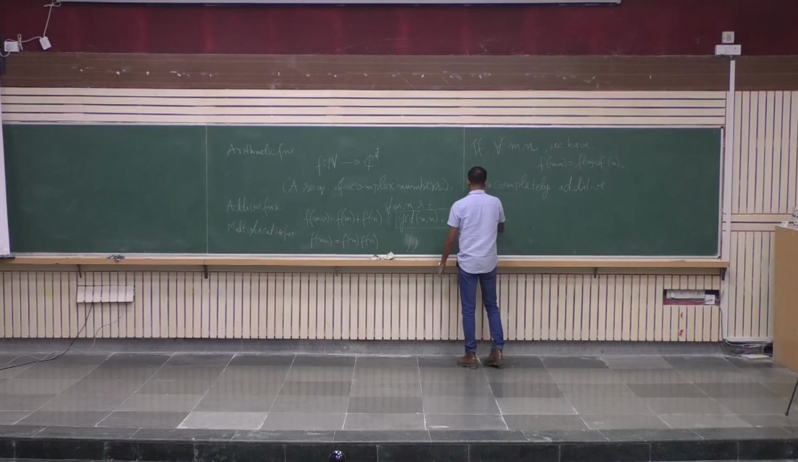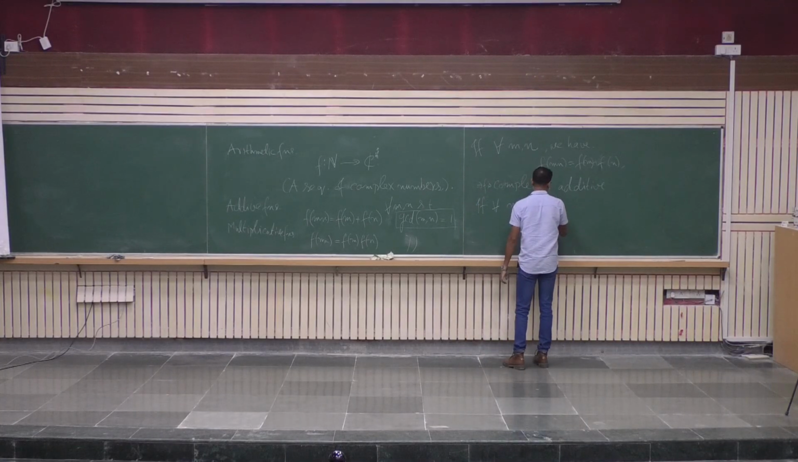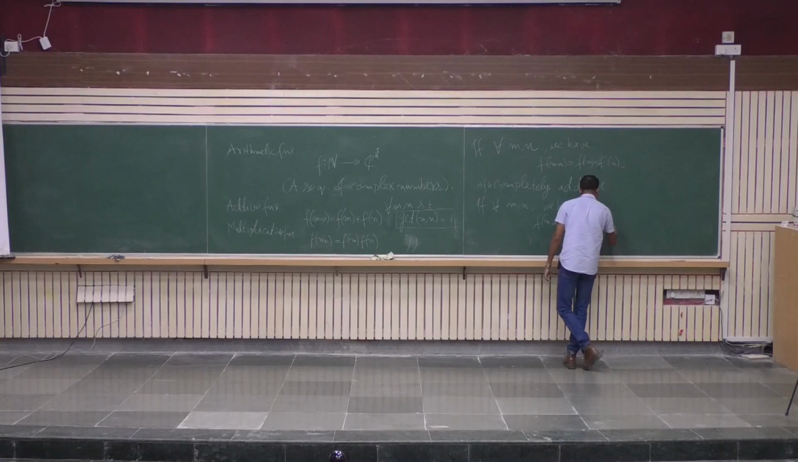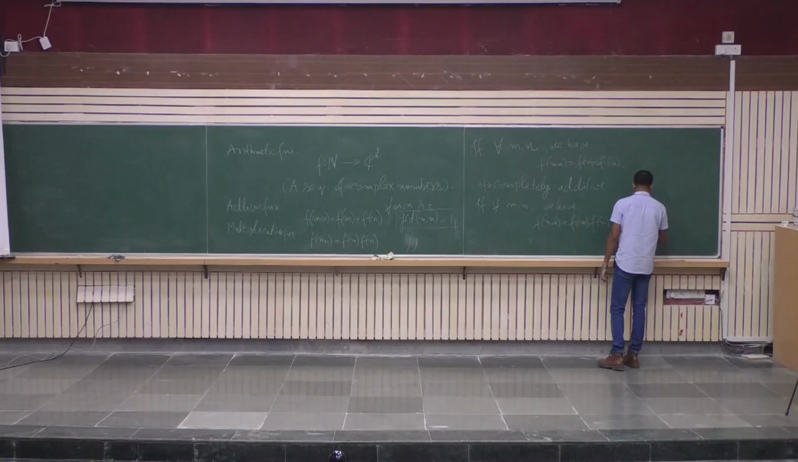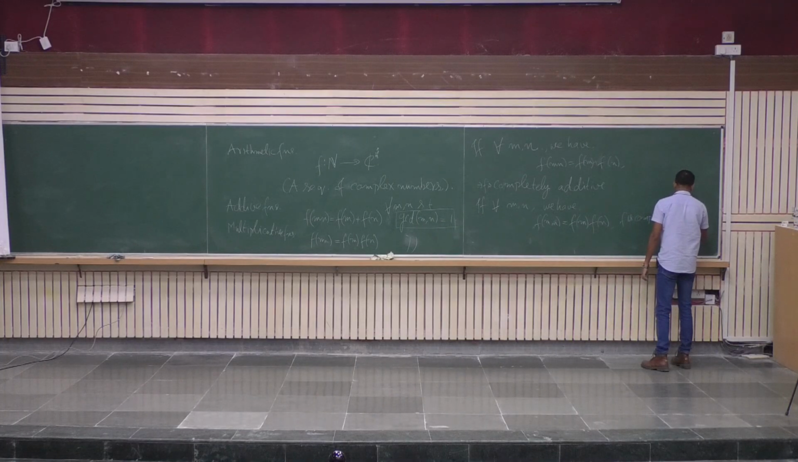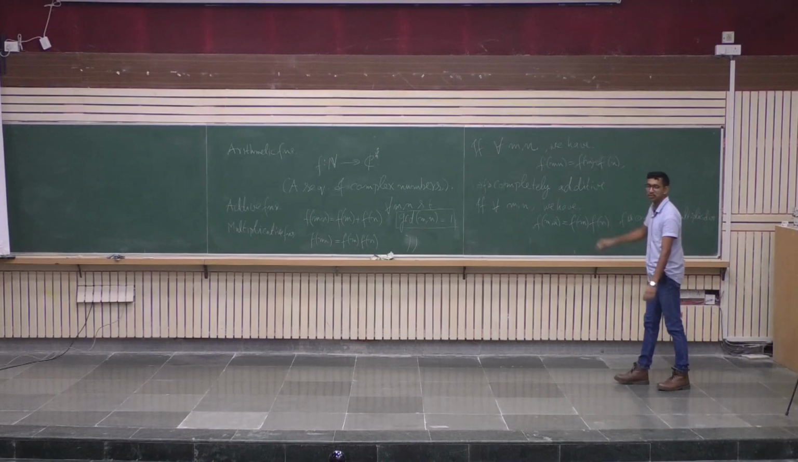And if for all m and n we have f of mn as f of m times f of n, we say that f is completely multiplicative. So your first exercise, give me examples of such functions.